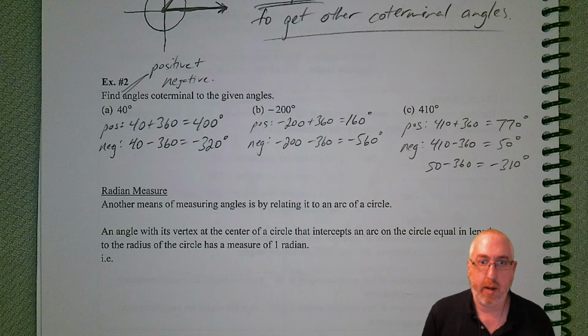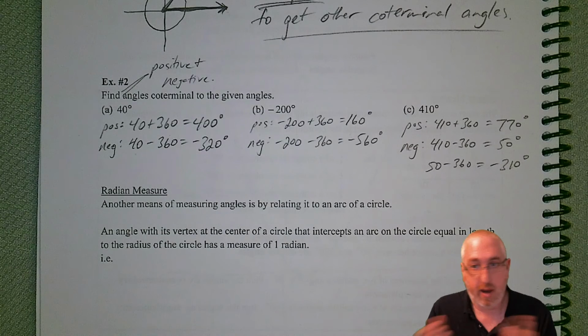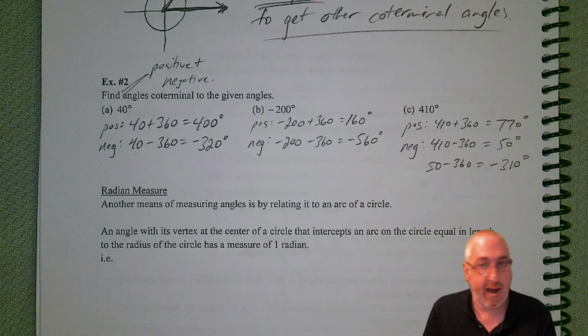So like I said, as long as you're using that 360 degrees, that will always give you another coterminal angle, either adding or subtracting, no matter what.